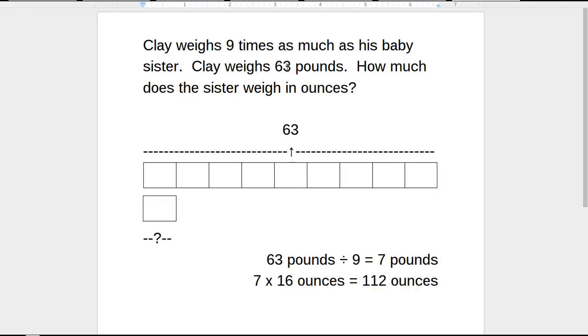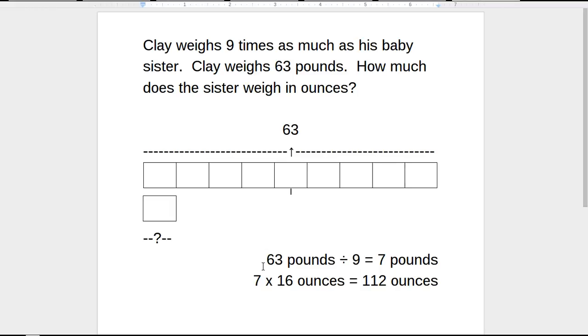Well, we know that he weighs 9 times more than his sister. So I took my long tape diagram and I divided it into 9 sections. 1, 2, 3, 4, 5, 6, 7, 8, 9. And I know his sister weighs one of those because he weighs 9 times more than his sister. I don't know how much his sister weighs in pounds.